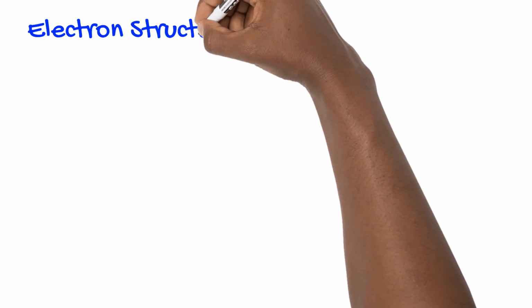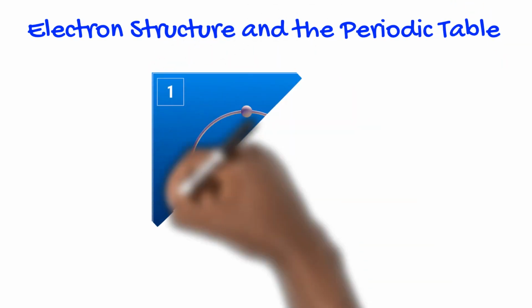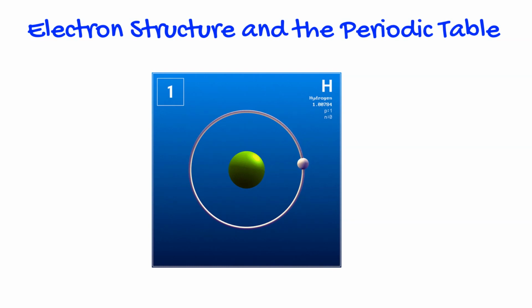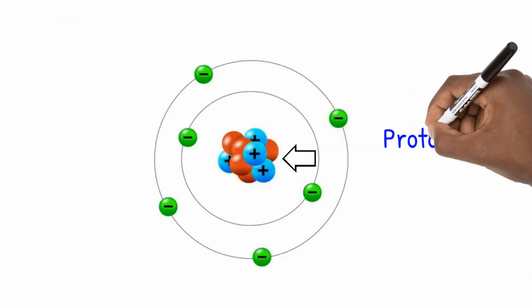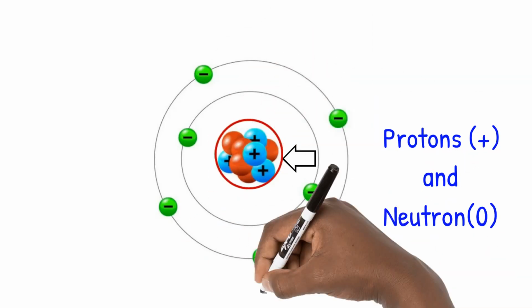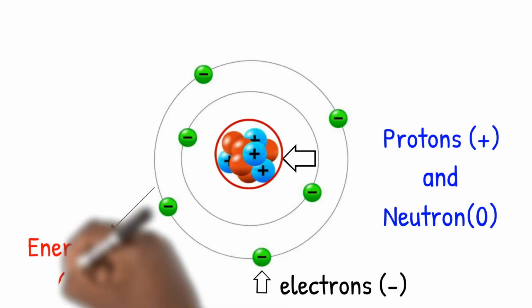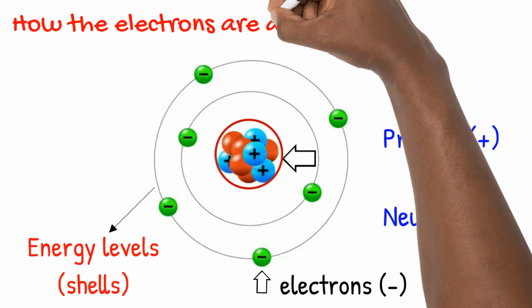Hi, you're welcome to this video on electron structure and the periodic table, where we'll be looking at the way electrons are arranged in shells and how this arrangement affects their position on the periodic table. So in the atom, the protons and neutrons are found in the nucleus, while the electrons are found outside in what's called the energy levels or shells. So how are these electrons arranged in the shells?